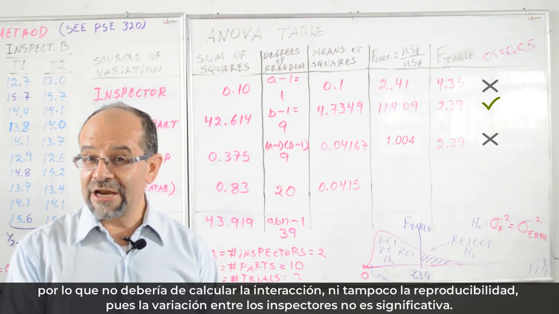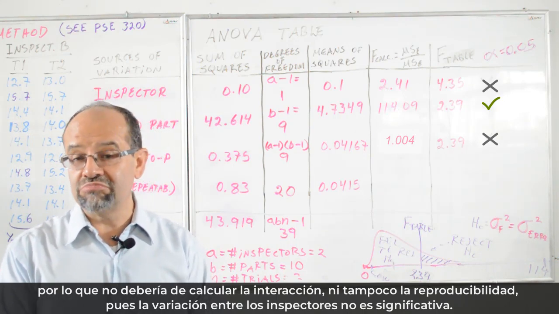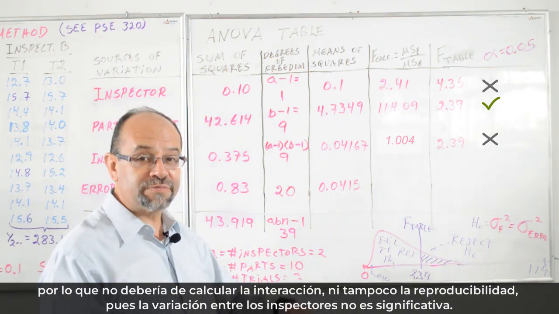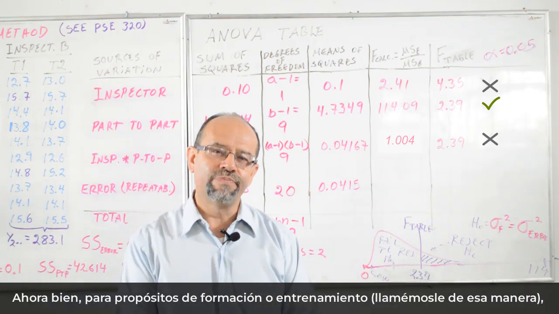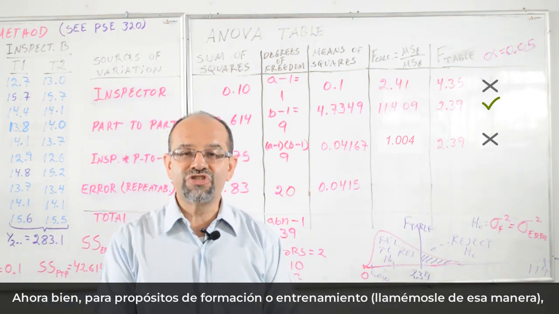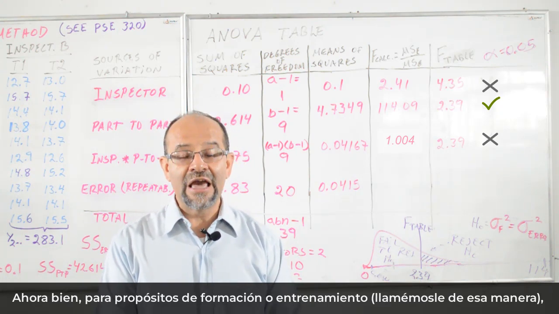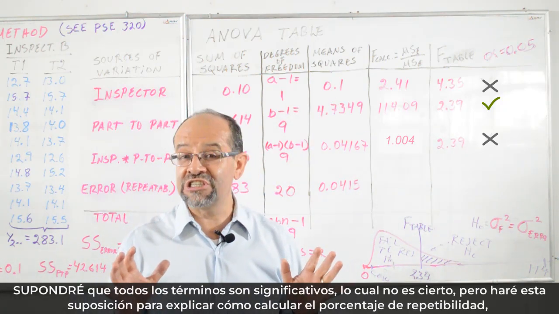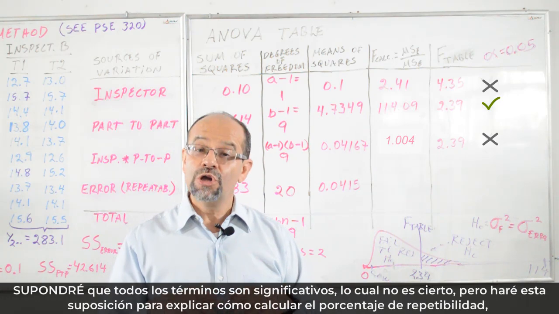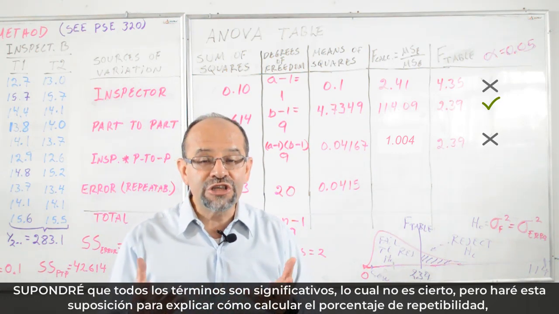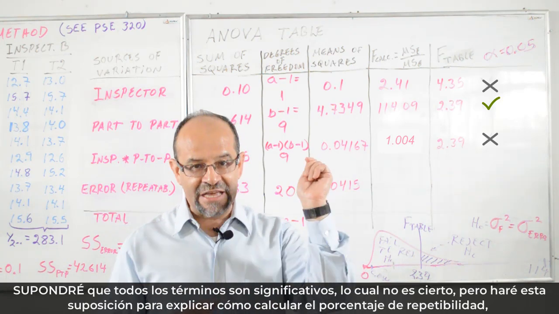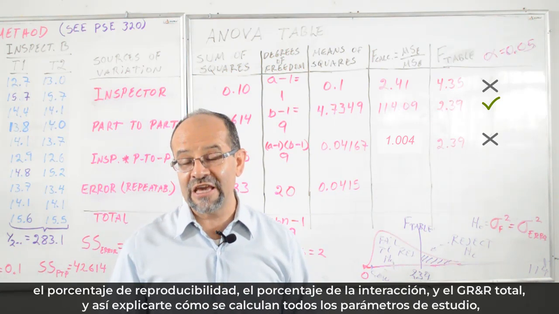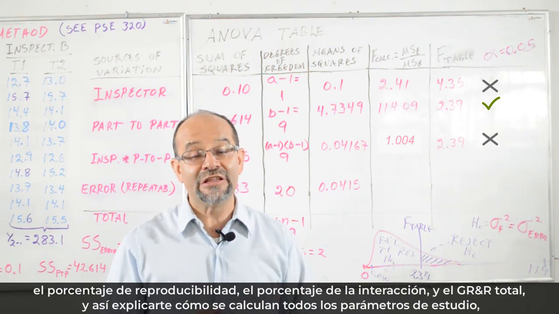And I should not calculate interaction, or even reproducibility, because the variation of the inspector is not significant. Now, for training purposes, I will assume that everything is significant. That's an assumption which is not real, but I will assume that to teach you how to calculate the percentage of repeatability, the percentage of reproducibility, the percentage of the interaction, and the total GR&R.